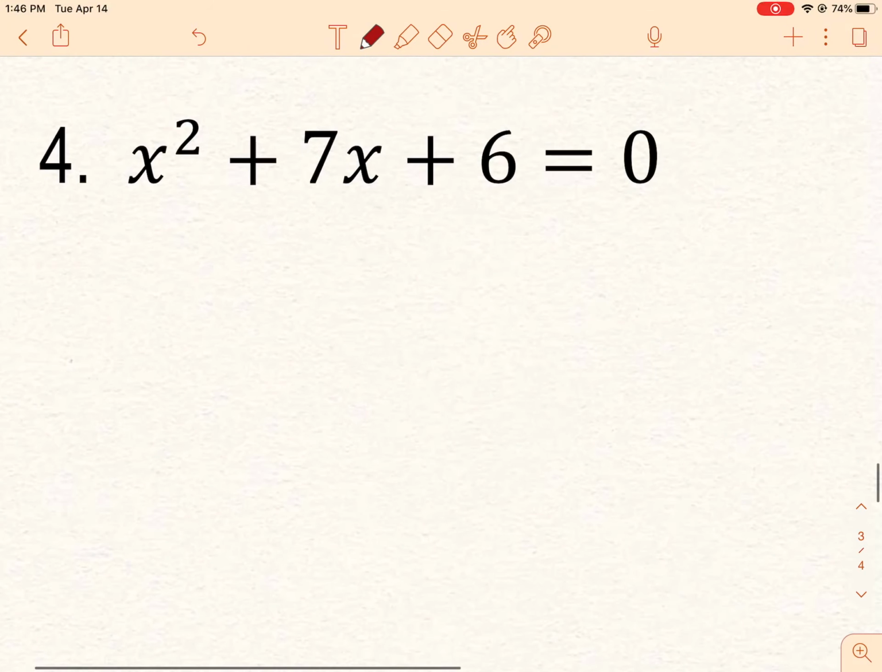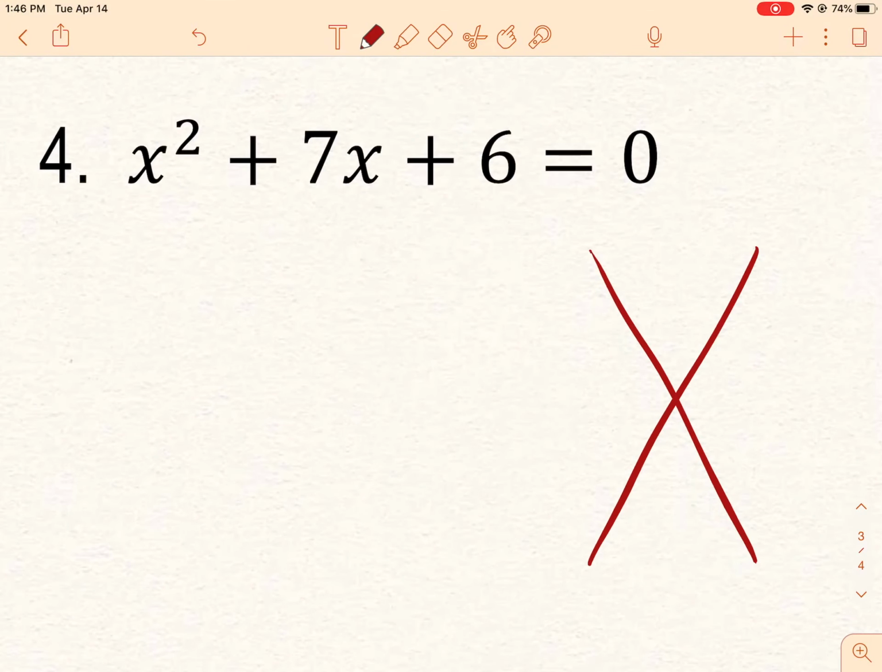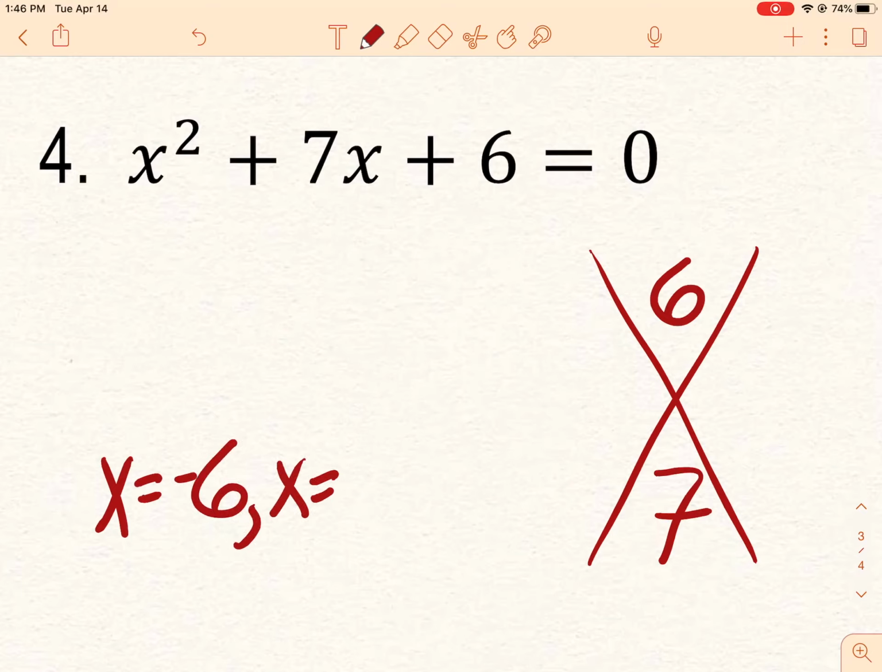And then number 4, that's going to be the whole diamond problem. You're looking at two numbers that multiply to be 6, that add up to be 7. And when you set those equal to 0 after solving, you end up getting x to be negative 6 and x to be negative 1.